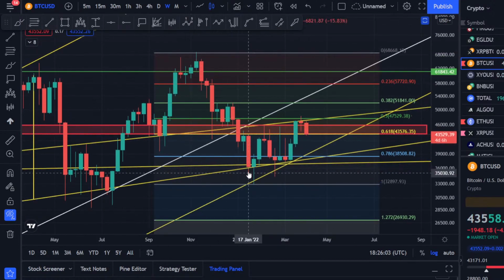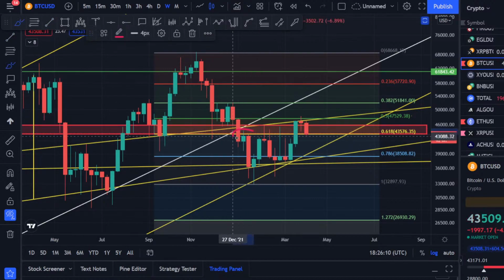And you can see, once we broke this level of resistance with Bitcoin.